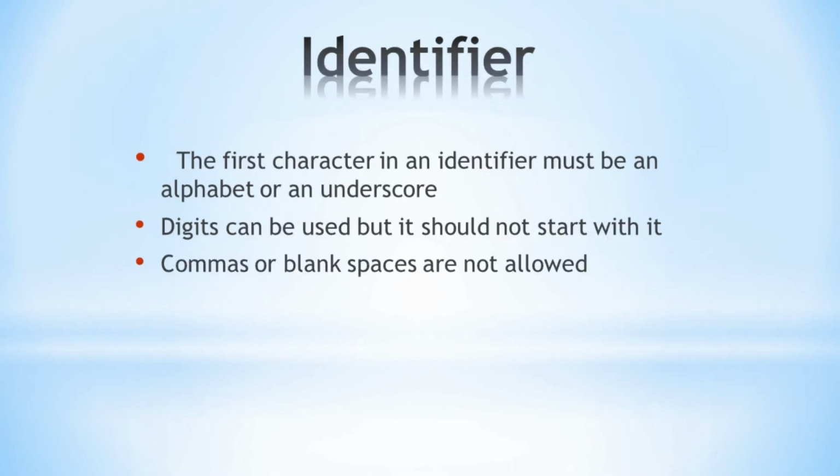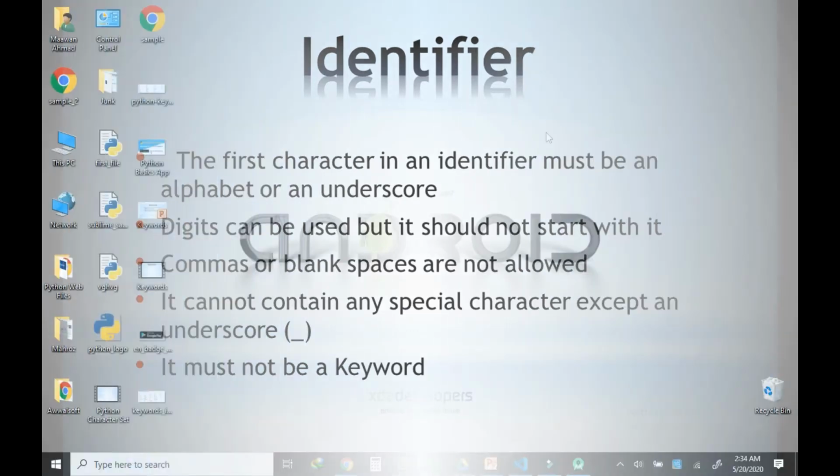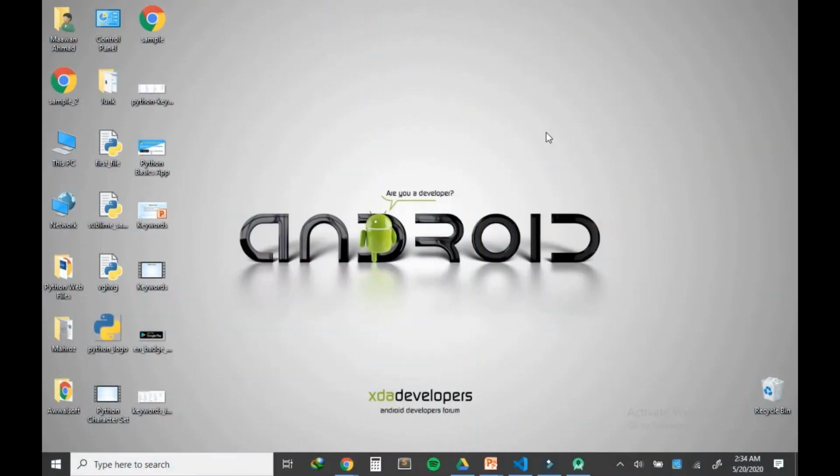Commas or blank spaces are not allowed. It cannot contain any special character except an underscore. And the most important rule is that it must not be a keyword. So here is an example of an identifier.